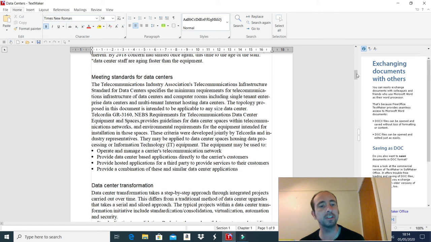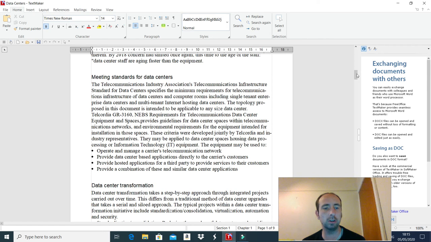Meeting the standards for data centers. The Telecommunications Industry Association Telecommunications Infrastructure Standard for Data Centers specifies the minimum requirements for telecommunications infrastructure of data centers and computer rooms, including single tenant enterprise data centers and multi-tenant internet hosting data centers. The topology proposed in this document is intended to be applicable to any size data centers.